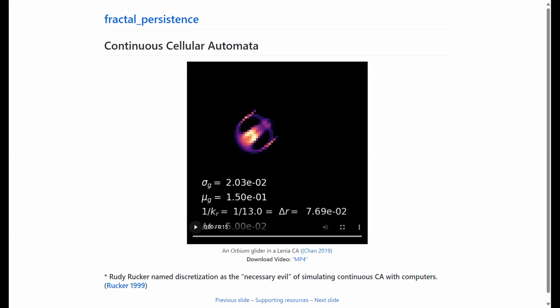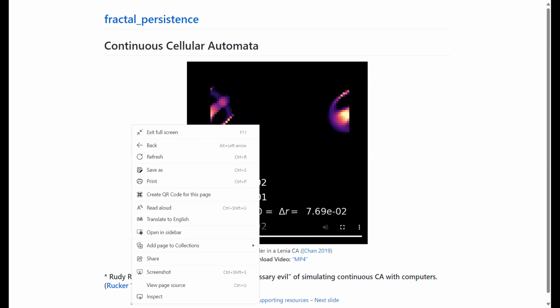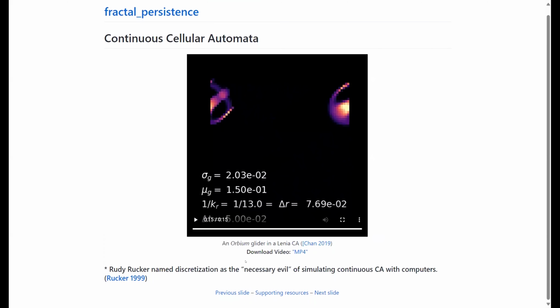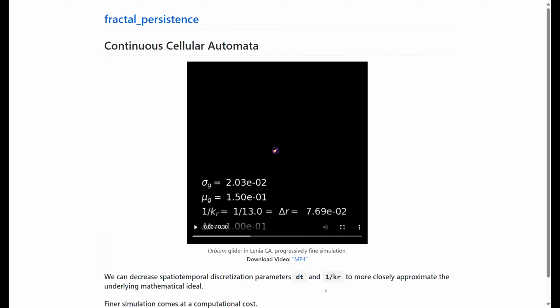Okay, so here's an example of one of the most charismatic and most archetypical gliders in Lenia. This is in the Orbium family. And you'll probably notice immediately that you can see all the little pixels. It's quite grainy and coarse. And of course, this was simulated on a computer. And Rudy Rucker described discretization as the necessary evil that you incur when you're simulating continuous cellular automata with computers. But computers are very fast.